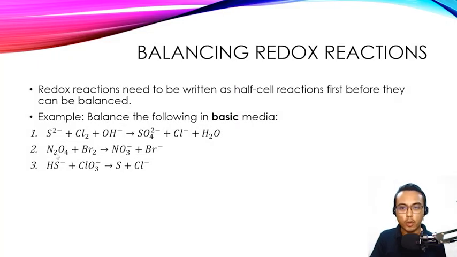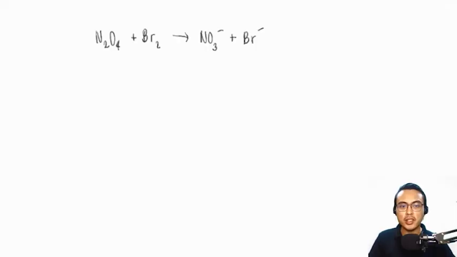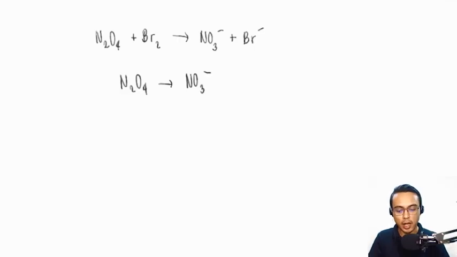We have N2O4 plus Br2 yields NO3- plus Br-. For this example, since we have 2 reactants and 2 products, we are certain that all of this would figure out into our half reactions. Okay? Our first half cell reaction will concern nitrogen. So we write N2O4 yields NO3-. And of course, our second half cell reaction will become Br2 yields Br-. Now, if you want to take a look at the oxidation states of all of the elements here, we can.